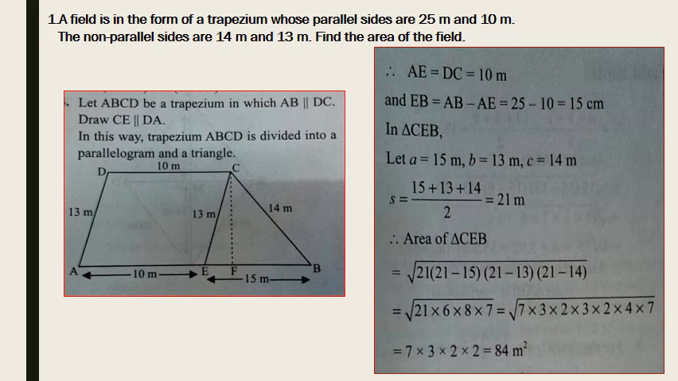So in the next step we get 21 into 6 into 8 into 7. If we find the square root by prime factorization, we get the answer 84 meters square. So the area of triangle CEB is equal to 84 meters square.